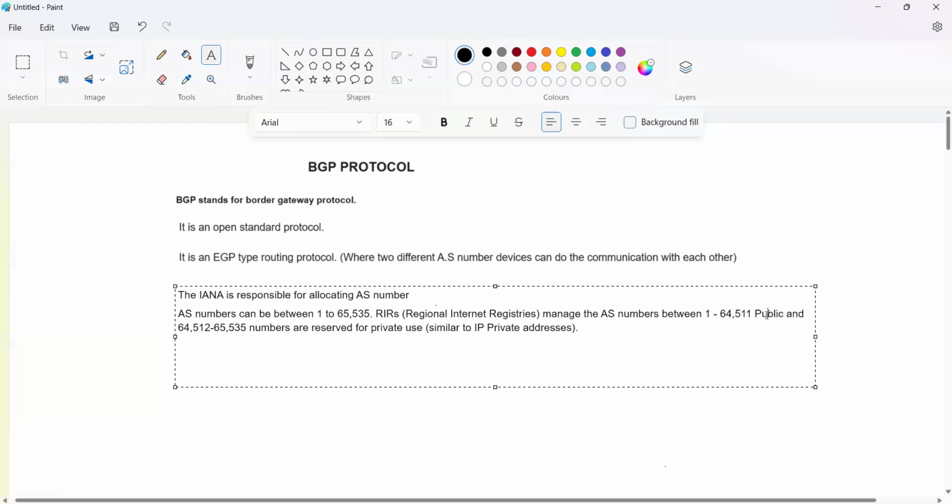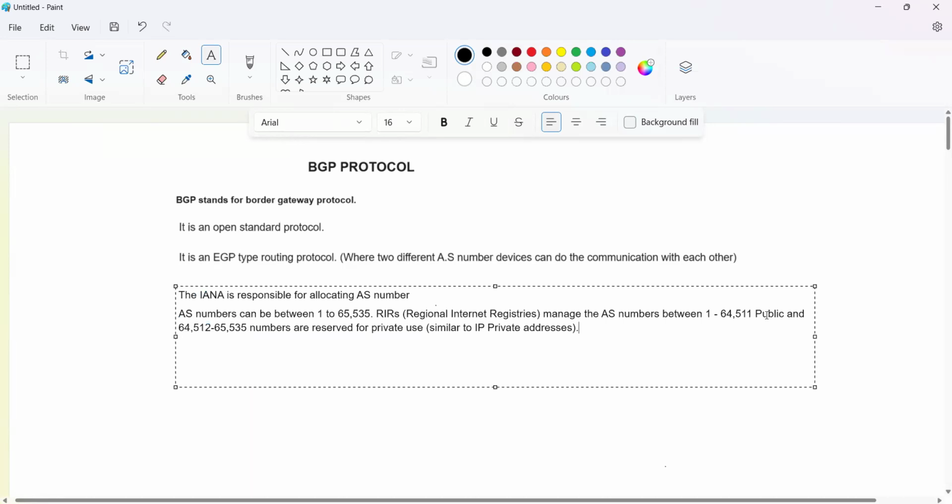So we have to buy a public AS, just like public IP addresses. Like the private IP ranges, the private AS range is 64512 to 65535, where the range ends. This range will be used in our organizations. It is free of cost, and there is no need to buy it from IANA.